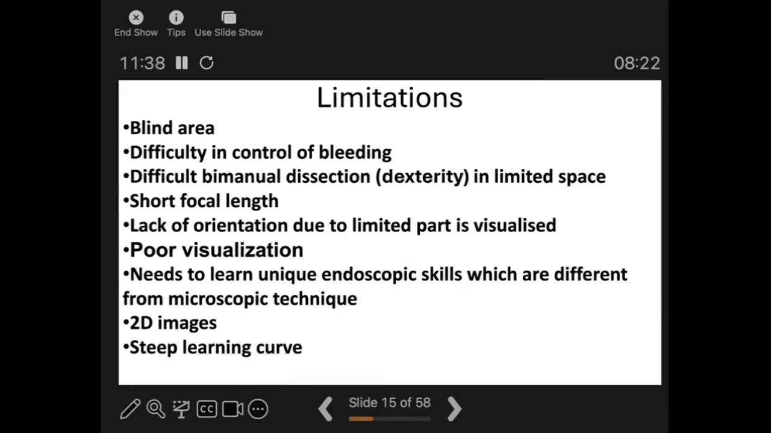As mentioned in the beginning of this talk, learning neuroendoscopy largely involves overcoming its limitations. Therefore, it is important to understand these challenges. The limitations of neuroendoscopy include blind area, difficulty in controlling bleeding, restricted manual dissection, short focal length, loss of orientation, poor visualization, the need for unique endoscopic skill, and reliance on 2D imaging and a steep learning curve.